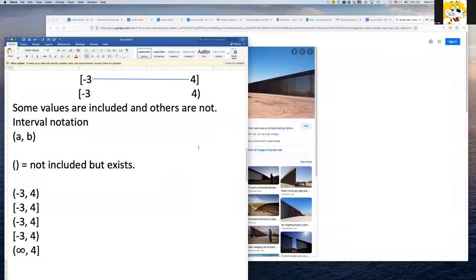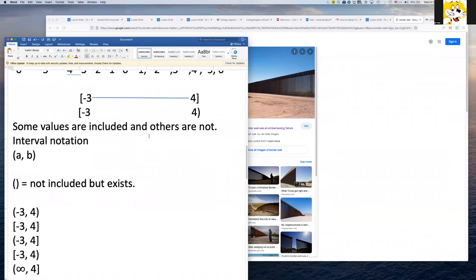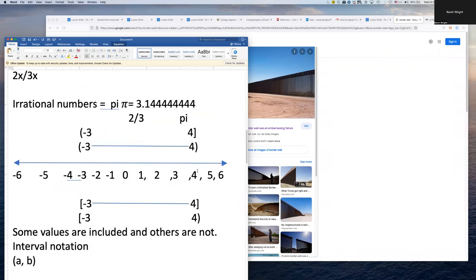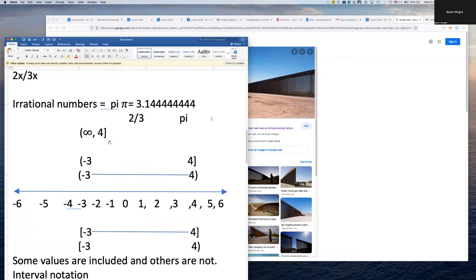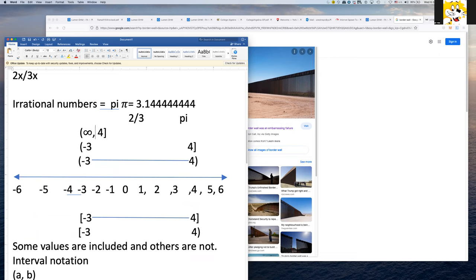Who could tell me why infinity has a parentheses and not a bracket? Anybody? Take a wild guess. Isn't included. Why isn't it included? You're there. But what characteristic does infinity have? It doesn't have a limit. Okay, I like your words. What's another word for limit? Maybe you have many solutions. You guys are all dancing around the answer. Is it undefined? No, it is defined. Infinity is defined.